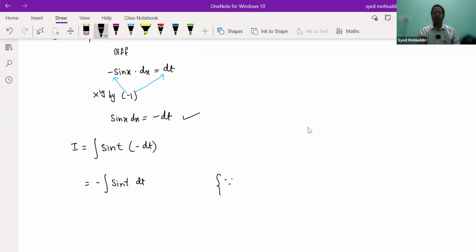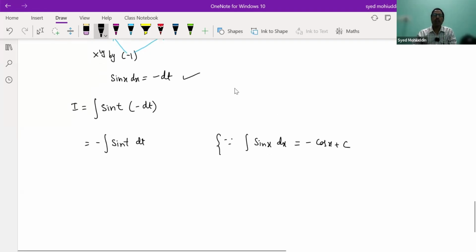But we know the integral of sine x into dx. Integration of sine x into dx will be minus cos x plus the constant c. That is the basic formula, right? Now if you try to substitute over here, integration of sine will become minus cos. So minus cos, here it is t. Minus cos t plus the constant of integration c. But minus of minus will become plus cos t plus the constant c.